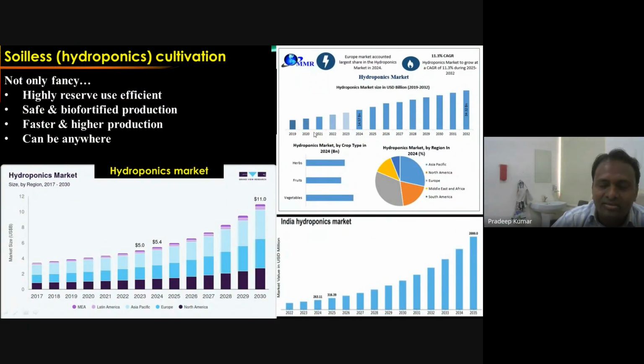Soilless cultivation, if you see the market at global level, the CAGR is 11.3% globally. But the Indian CAGR is more than 16%, which means growth in India is very high because this is a new emerging area.